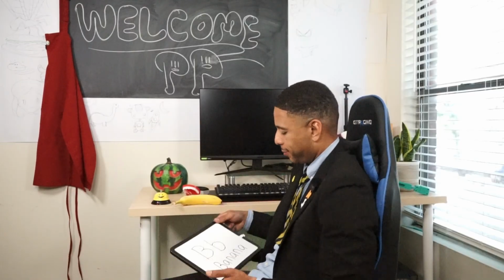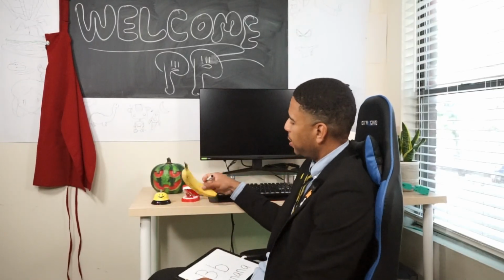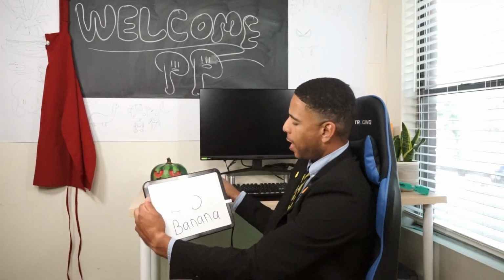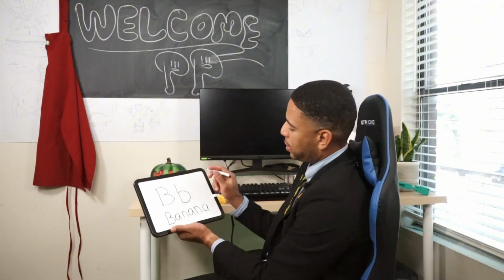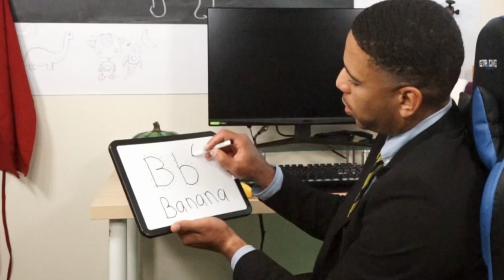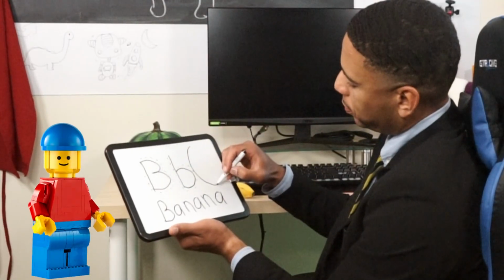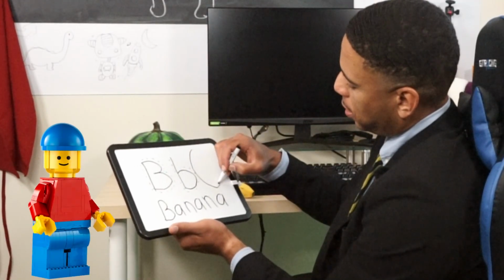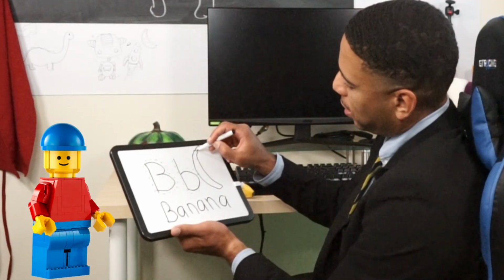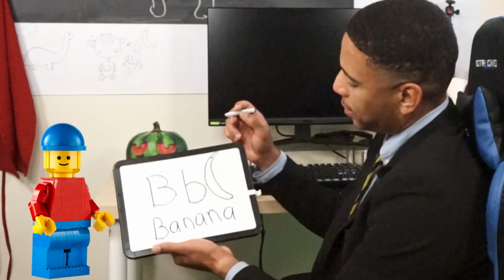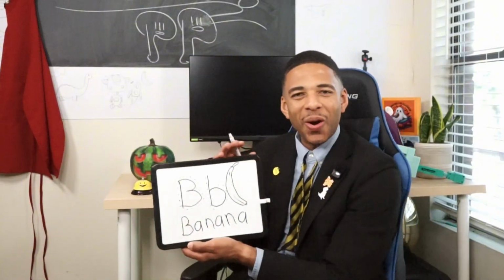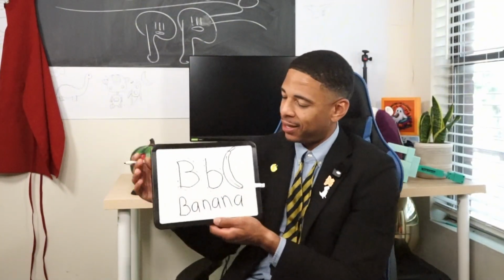All right. Let's see. I think we can do it. So we will draw this shape and that shape and that is how you draw a banana.